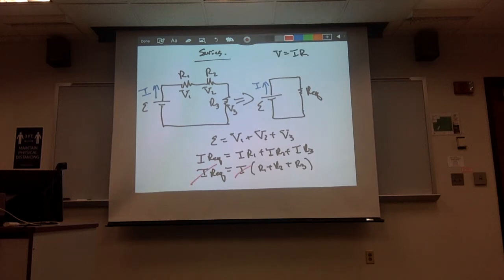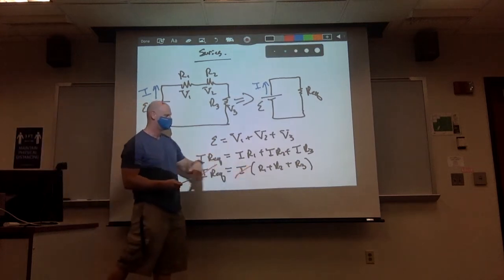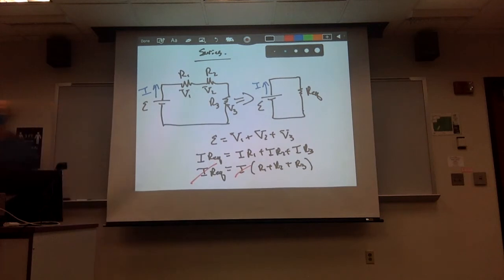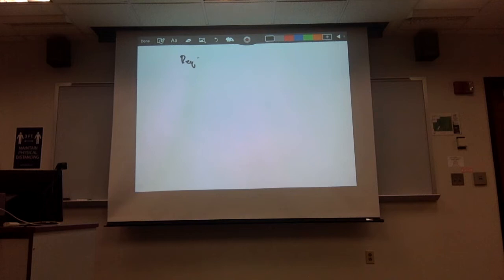And this then, at the end of the day, tells us that the equivalent resistance is simply the sum over all the individual resistances. So what I finally get is that REQ is equal to R1 plus R2 plus R3, or in summation notation, the sum over Ri.